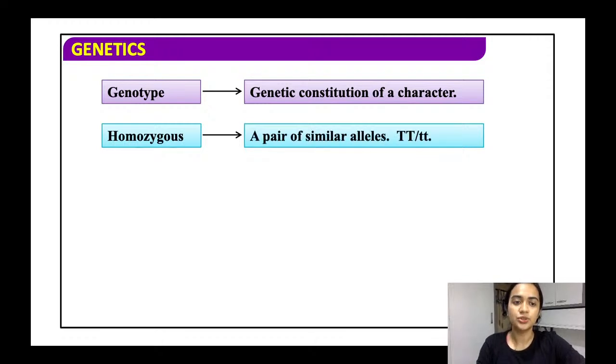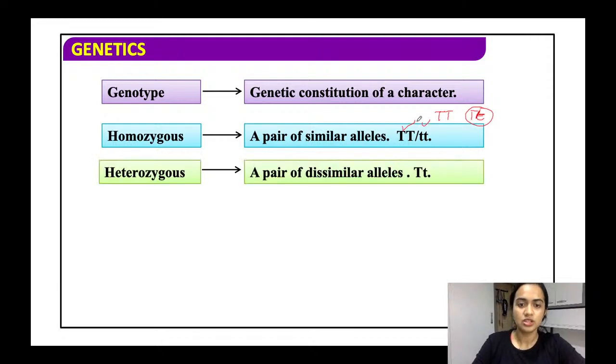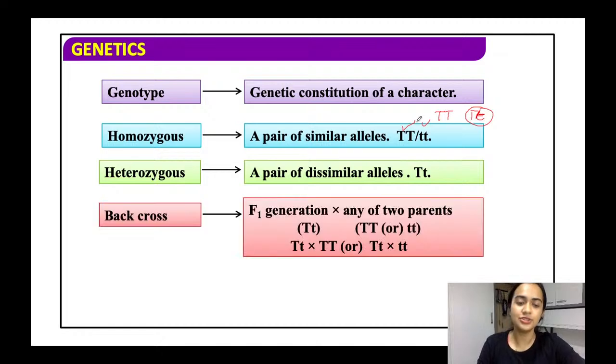Then coming to a term known as homozygous. Homozygous means a pair of similar alleles, so either TT, meaning both are tall. This is heterozygous, that is, different alleles, a mixture of two different traits. Here it is not completely dominant or completely recessive. So a pair of dissimilar alleles, that is the capital T and the small t, is heterozygous.